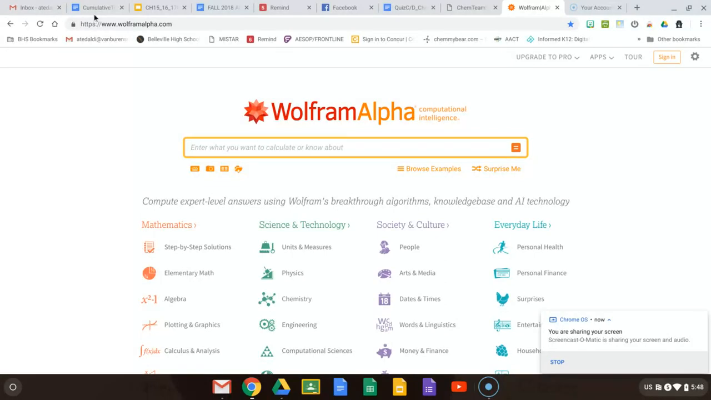Hey, AP Chemistry. I wanted to show you a cool website if you've never used it before. It's called Wolfram Alpha. In this chapter, we experienced a couple of situations where we had to use the quadratic formula to solve for equilibrium concentrations. I'm not going to do too many problems with that, but I want to do an example from your last problem set. This is question number 5.